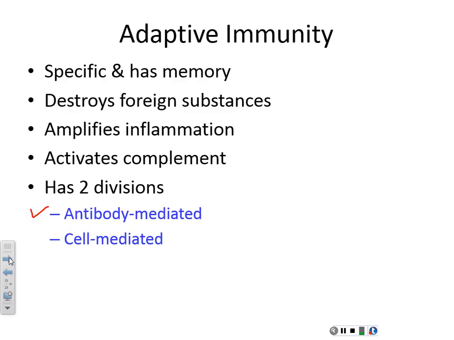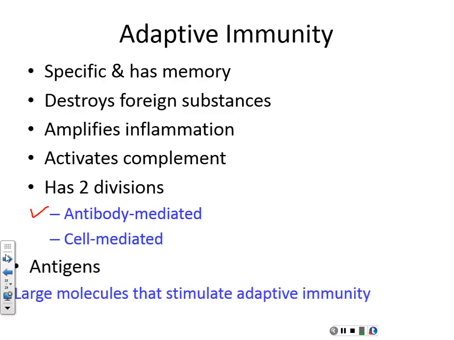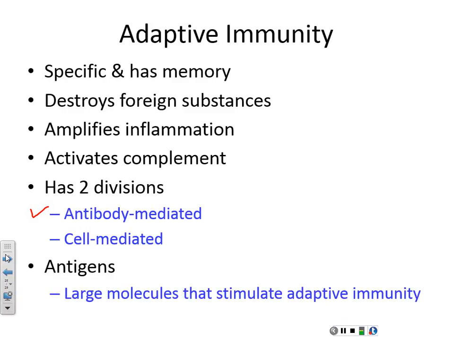And then, of course, the two divisions. We got antibody mediated from the B cells and the plasma cells that form a whole bunch of antibodies specific to that organism, and then cell mediated. We will start using the cytotoxic T cells. Okay, so know those two branches. And then, of course, antigens. What are they? These are very light molecules, up to the tune of 10,000 molecular weight, that will elicit an immune response from the adaptive system, right?